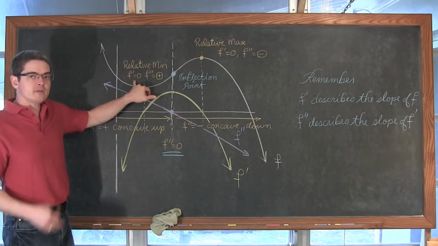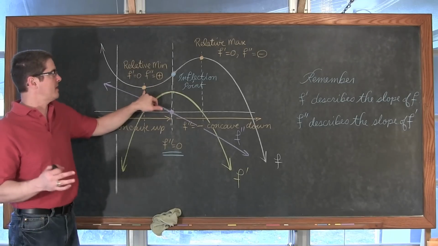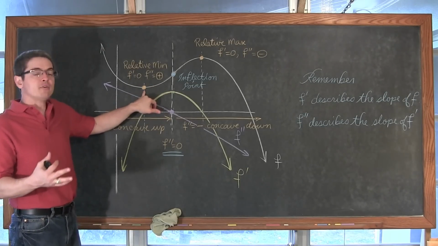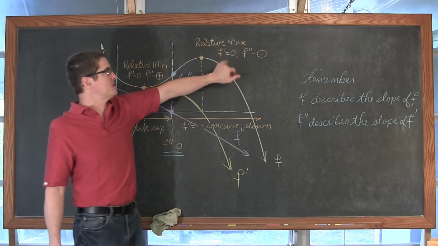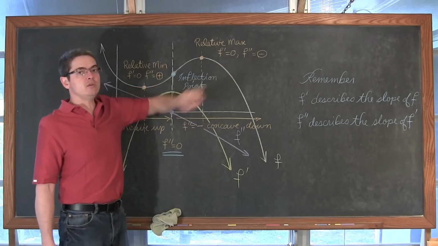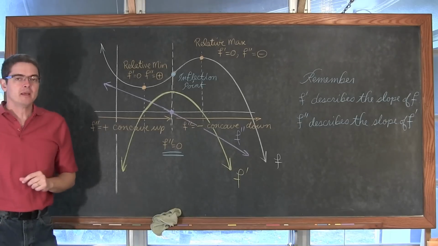If your first derivative exists and is equal to 0 and the second derivative is positive, then at that point, c sub 1, f of c sub 1, you have a relative min. And if the first derivative is equal to 0 and the second derivative is negative at that same point, then you are finding a relative maximum.